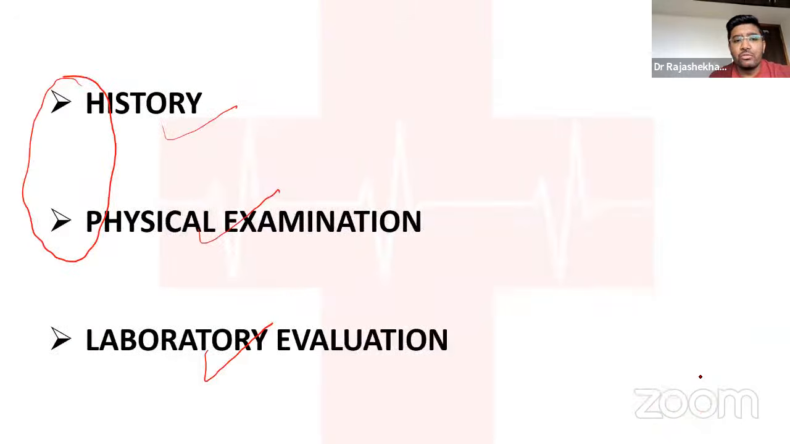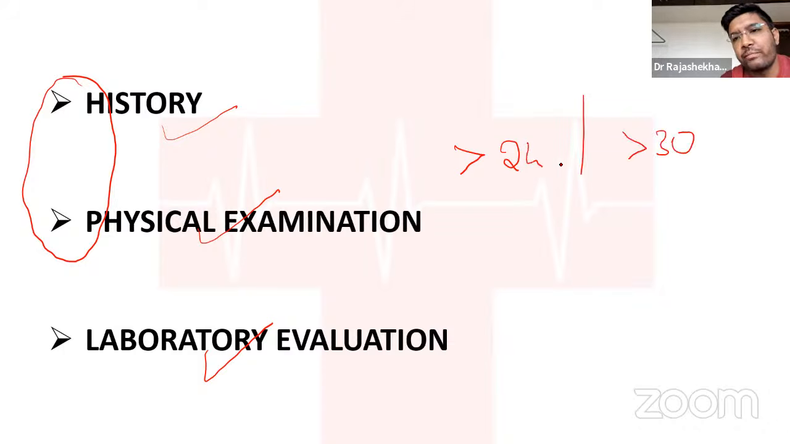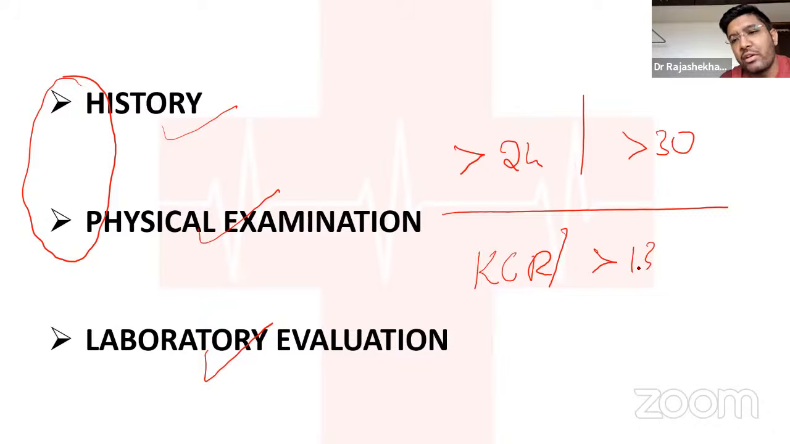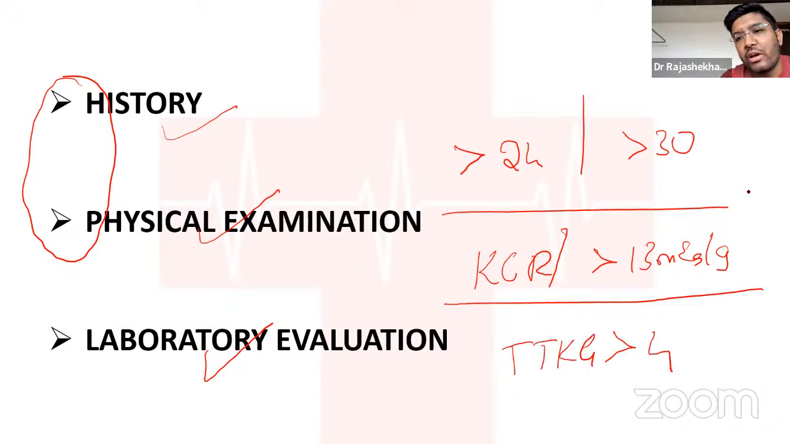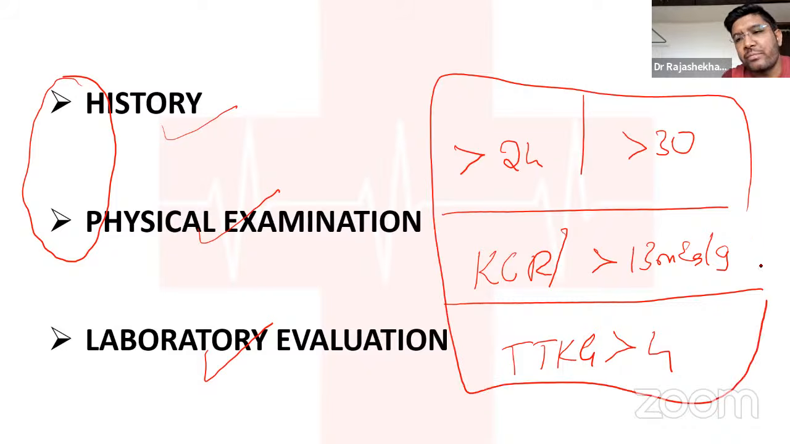So, to diagnose renal potassium wasting, you need to have either a 24-hour urine potassium of more than 30 milliequivalents, or a potassium creatinine ratio of more than 13 milliequivalents per gram of creatinine, or a transtubular potassium gradient of more than 4. Any of these three conditions can tell you that your potassium is being wasted from the kidney.